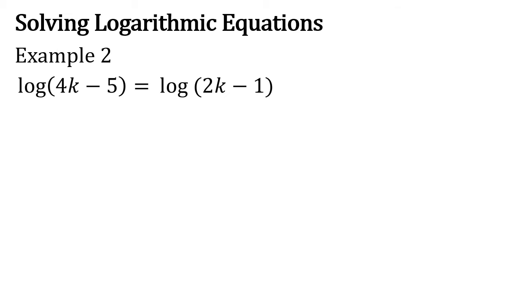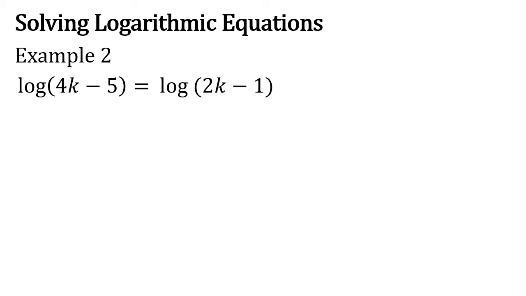Example number 2, log 4k minus 5 equals log 2k minus 1. If there's no base indicated, it means that the base is 10. For base 10, they are not writing the base 10. So if you encounter a given like this, the base is 10. So log 4k minus 5 equals log 2k minus 1. They have the same base, which is 10.